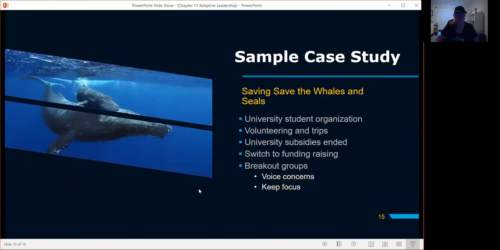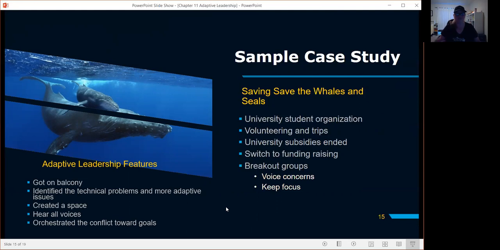If we look at the case study, the case study I picked is Saving the Whales and the Seals, can't forget about those. This one was about a university organization that was all around volunteering, and the university subsidized these trips, and the students went on all these volunteering trips around saving whales and seals. But there was a budget cut and there was a switch in the funding, and no longer was the university providing funding to this organization. So this organization had to rethink its entire existence. Now, instead of just organizing volunteers to go, they're having to deal with the fact that, how do we make up $500,000 in funding that we don't have to send people?